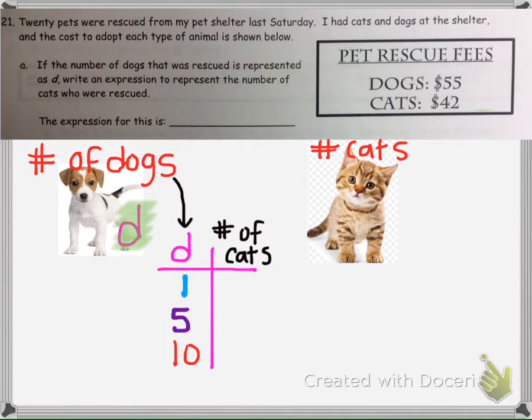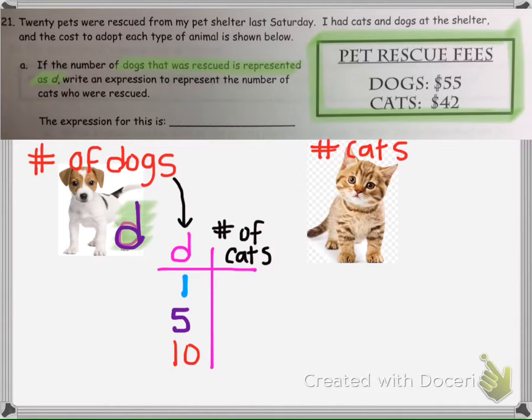In this problem, we are told that 20 pets were rescued from a pet shelter last Saturday. They were cats and dogs at the shelter, and the cost to adopt each is shown below. Part A says if the number of dogs that was rescued is represented as D, so we're going to have D represent the number of dogs at the shelter. Write an expression to represent the number of cats that were rescued.